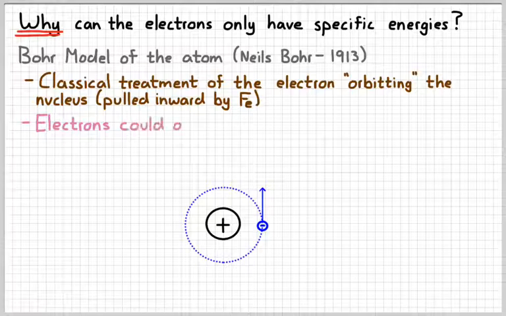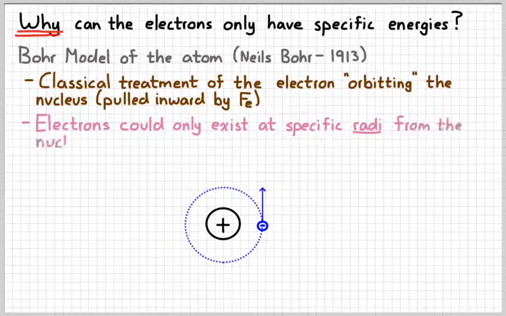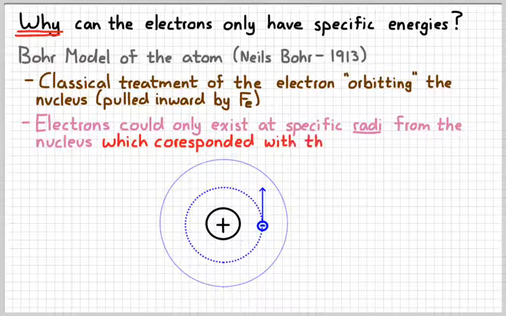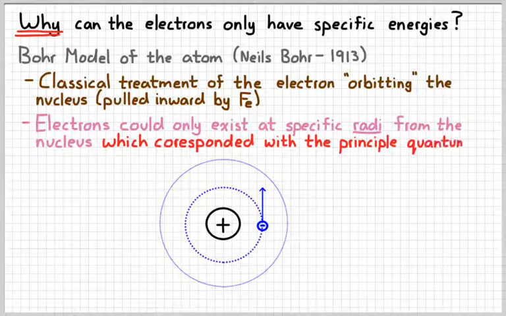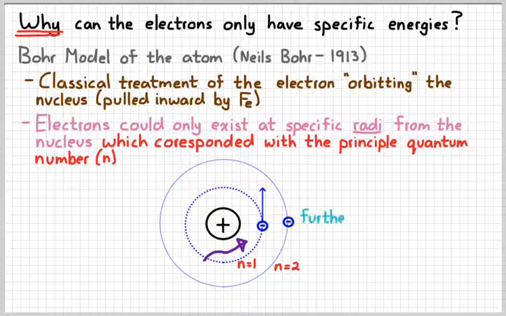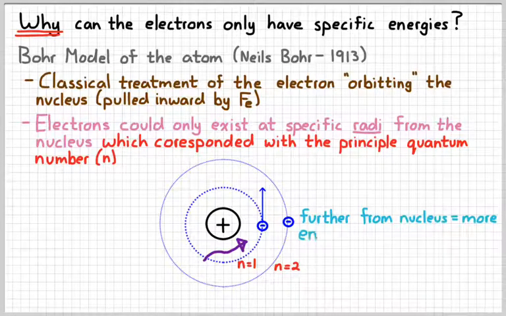What Mr. Bohr said, to add to that, is that electrons can only exist at specific distances from the nucleus. And those different distances corresponded with the different principal quantum numbers. That would be the values of n that we saw earlier. So like that inner circle would represent n equals 1, the outer circle would represent n equals 2, and electrons can only exist exactly at those distances, not in between. So that when a photon of light is incident and absorbed, the electron moves further away from the nucleus, meaning it's gaining some energy. That also means that it's moving faster.